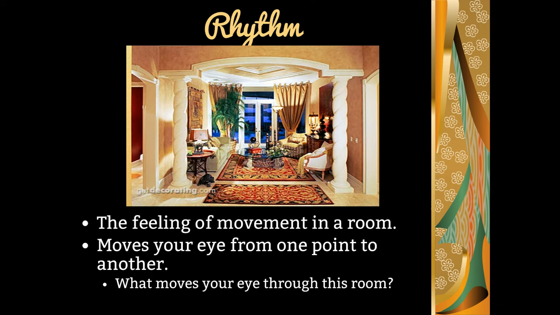The next principle is rhythm, which is the feeling of movement in a room. It's creating an illusion. It moves your eye from one point to another. And then there's a question on the screen, what moves your eye through this room? It's literally the texture here, all the texture on the carpet, the breakup between rooms with the spindled columns, the different shapes that are in the ceiling, the curved lines here, the straight lines here, horizontal lines here. There's lots of things that are creating the rhythm.